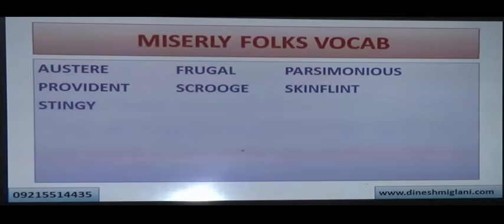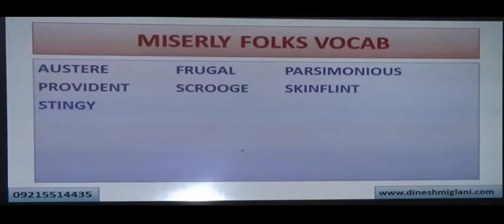This is another session of cluster vocabulary, and in the last session we discussed words related to monetary terms, words related to money, and we also looked at words related to extra spending or overspending, which we call spendthrift also. This session is a continuation of that earlier one. Here we are going to do the words related to miser folks.